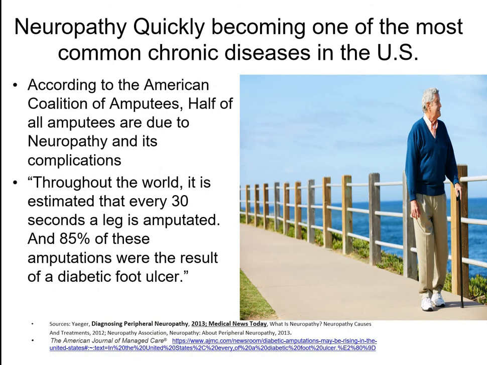It is amputations. So according to the American Coalition of Amputees, half of all amputees are due to neuropathy and its complications. And throughout the world, it's estimated that every 30 seconds a leg is amputated, and 85% of those amputations were a result of a diabetic foot ulcer. So neuropathy and diabetes are both huge factors for any amputations across the world, and especially here in the United States.